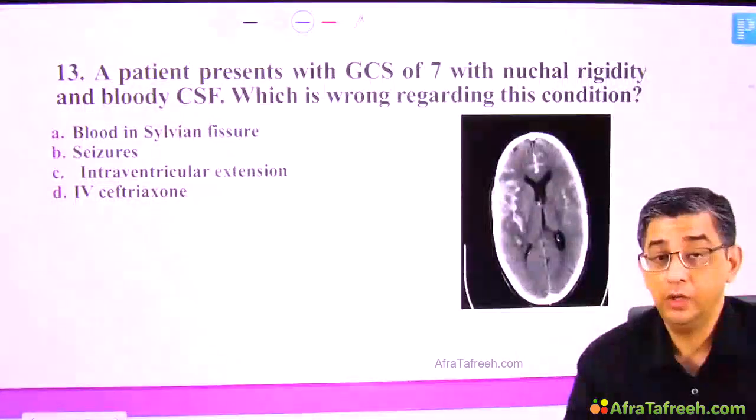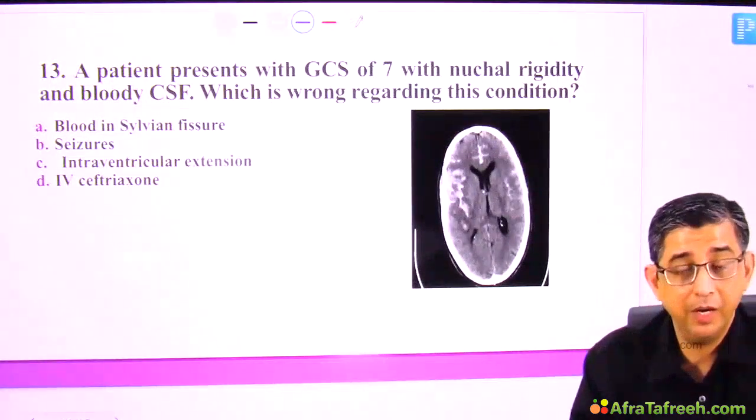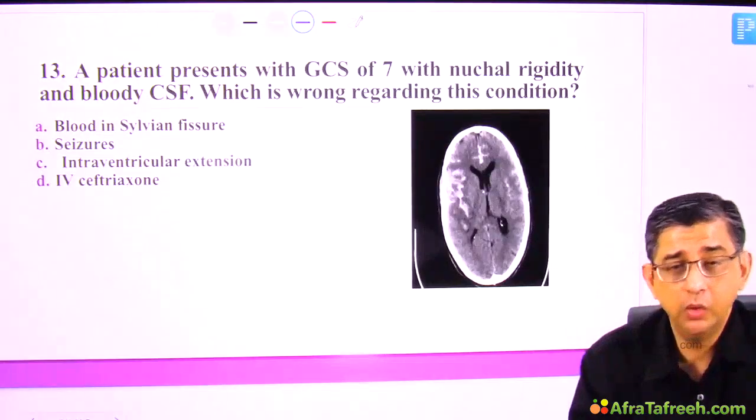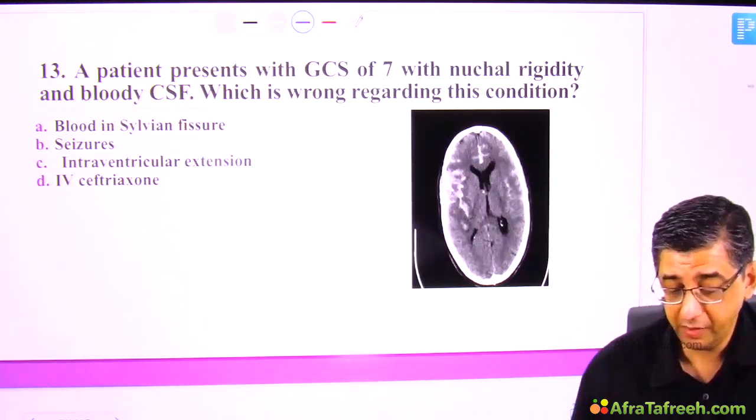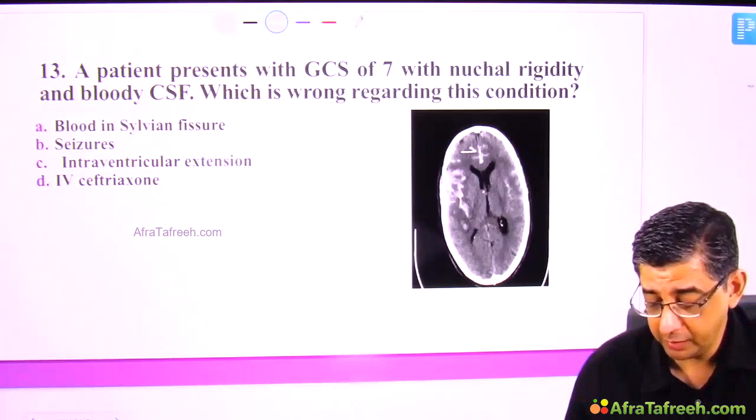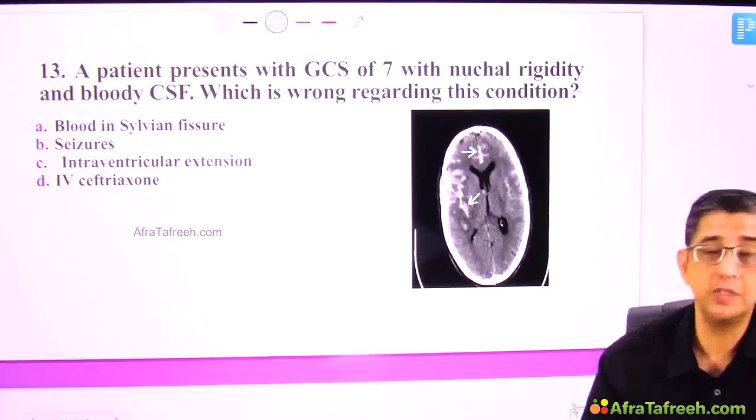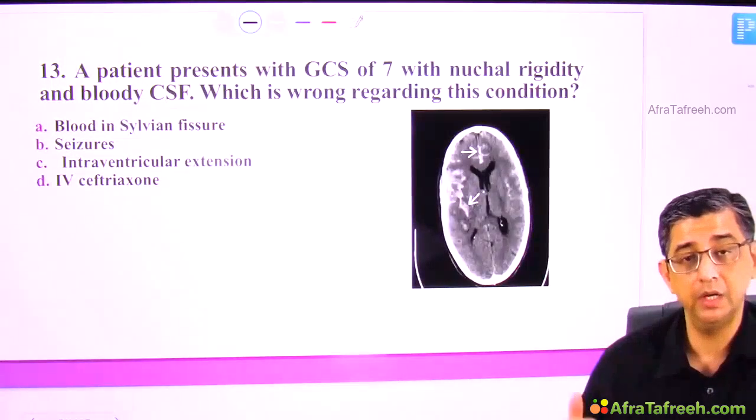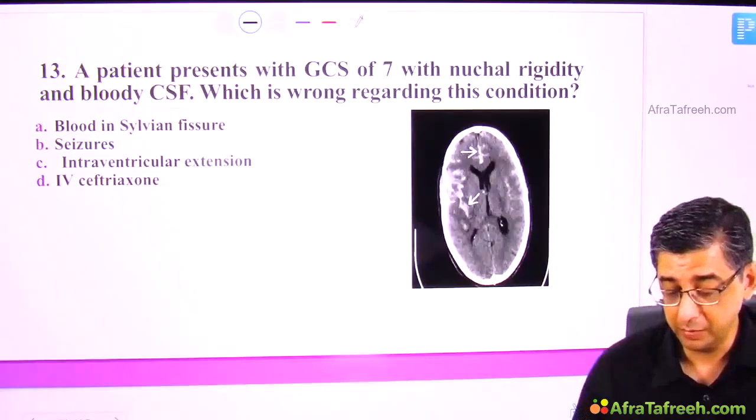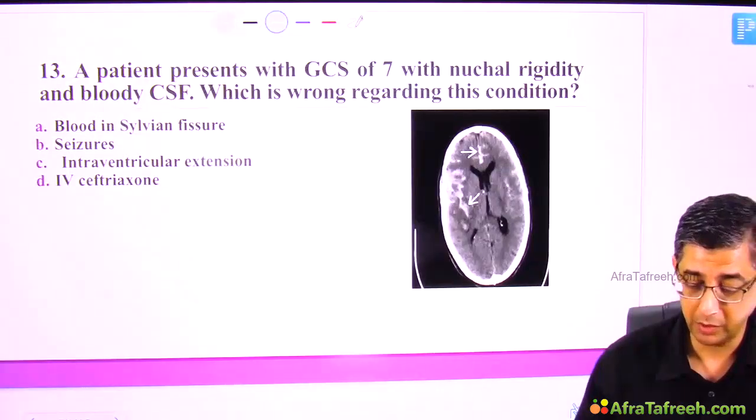Moving on. A 13-year-old patient presented with a Glasgow coma scale value of 7. That's really bad. Patient is going into coma with nuchal rigidity and bloody CSF. So what is the diagnosis, guys? You can definitely see blood in the interhemispheric fissure. You can notice the blood present in the sylvian fissure. Considering the findings given here, nuchal rigidity, bloody CSF, blood in the meninges, the clinical diagnosis of this patient is going to be subarachnoid hemorrhage.